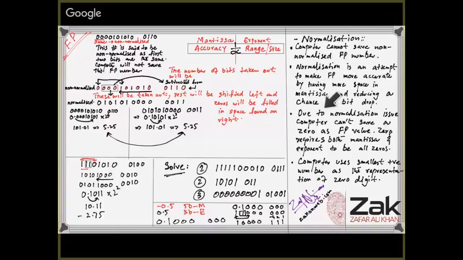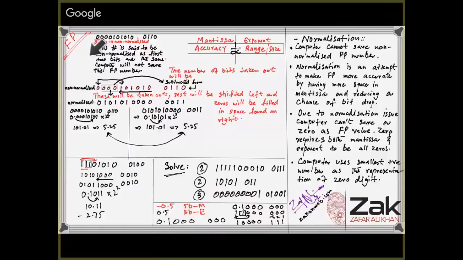Due to the normalization issue, a computer cannot save a zero. In order to have a zero in fractions in real numbers, you have all zeros in the mantissa and all zeros in the exponent. Now, normalization says that if the first two bits are the same, the computer would not save this number.